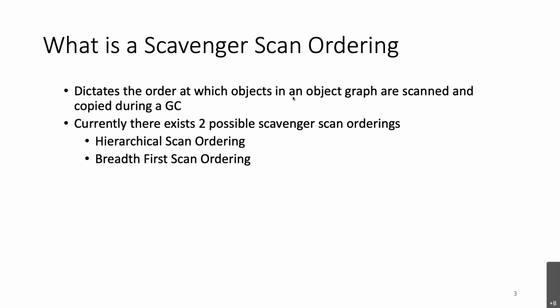It dictates the order in which objects in an object graph are scanned and copied during a GC. So currently within Scavenger, there exist two possible Scavenger scan orderings. We have hierarchical scan ordering, which is the default scan ordering for GenCon, and then we have breadth first scan ordering.